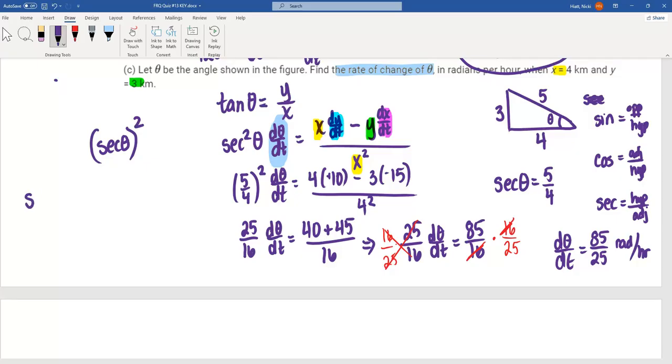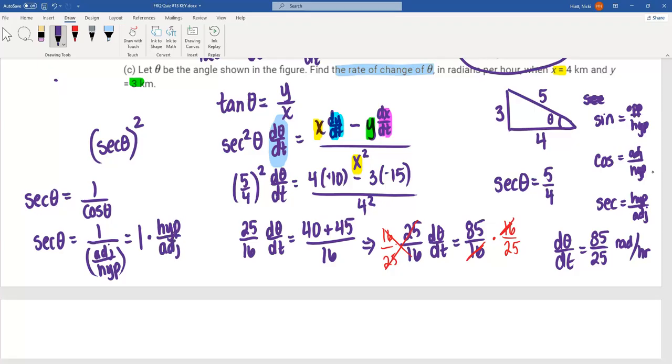We know secant of theta is 1/cosine of theta. That should be one of the ones that we have memorized from pre-calc, one of those trig identities. So that means that secant of theta is 1/cosine, and cosine is adjacent over hypotenuse. Dividing fractions is easy as pie. Flip the second and multiply, and so you get hypotenuse over adjacent whenever you do that.